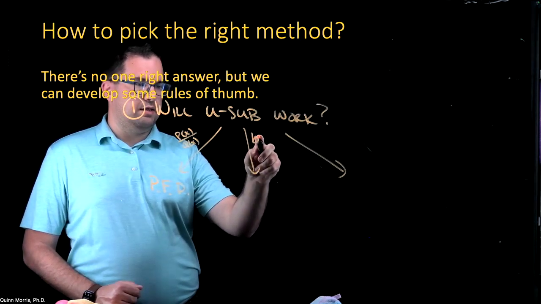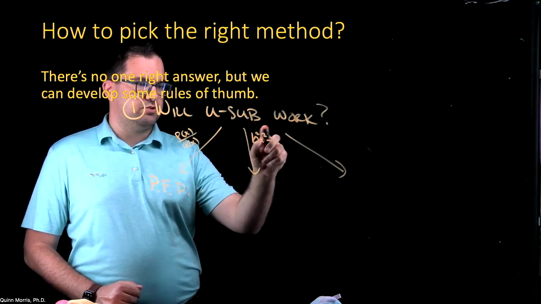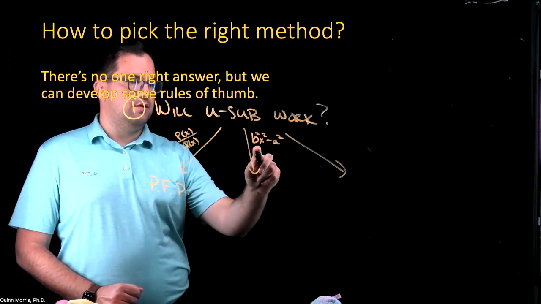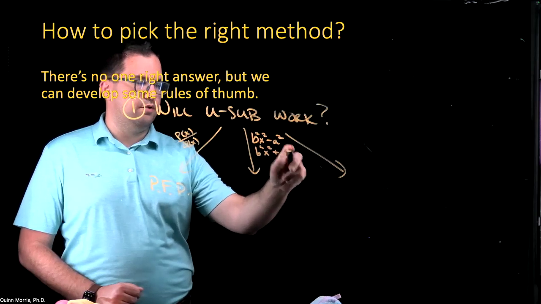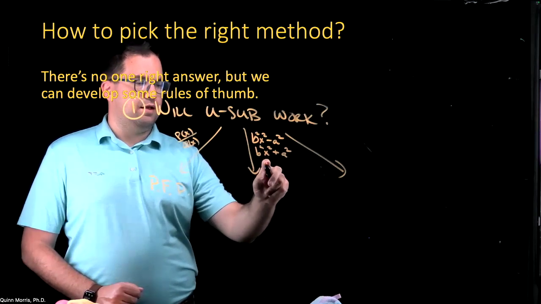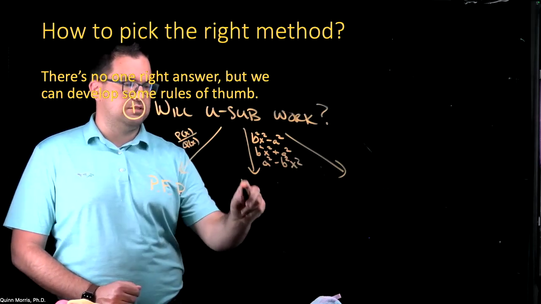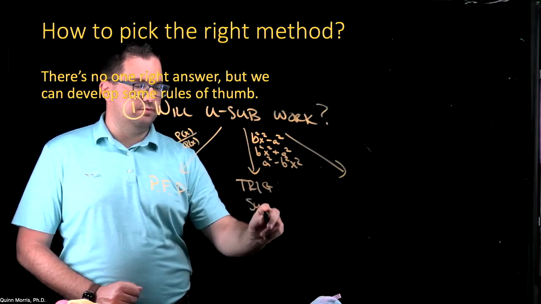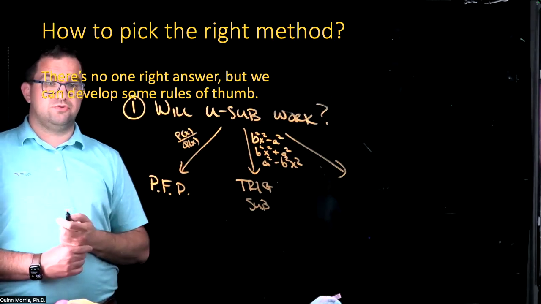a b squared x squared minus a squared, or do I see a b squared x squared plus a squared, or do I see an a squared minus b squared x squared, right? Do I see any of those things that would tell me that this ought to be a trig substitution? Okay. If I see one of those things, then great, I'm going to try trig substitution.